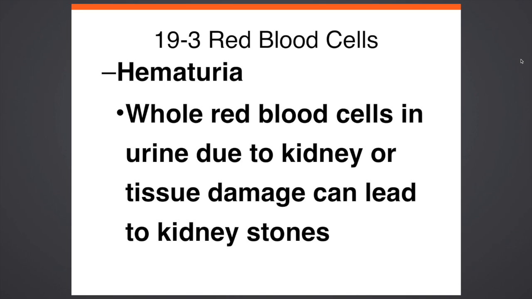A condition called hematuria is when there are whole red blood cells in your urine due to kidney or tissue damage, which can lead to kidney stones. Kidney stones are something that you do not want to have. It's a very painful condition that produces almost little rocks passing through your urinary system.